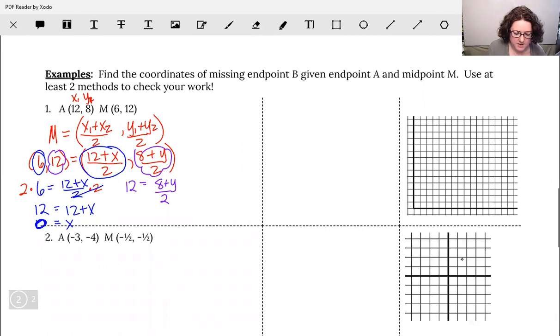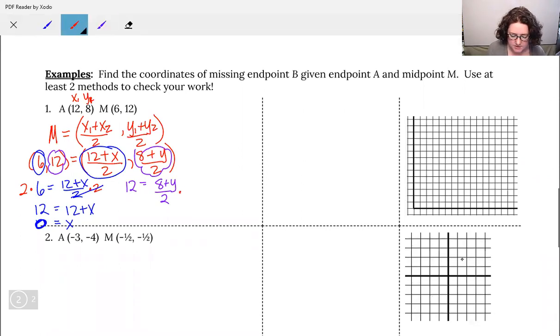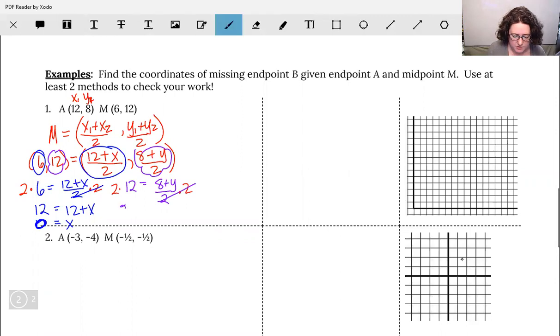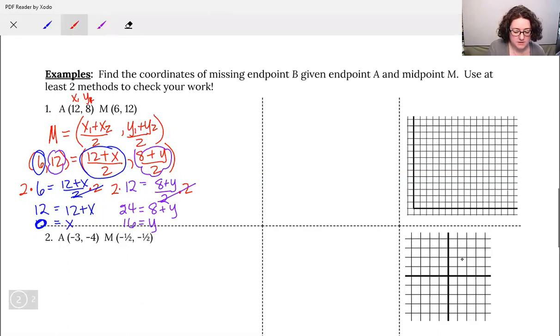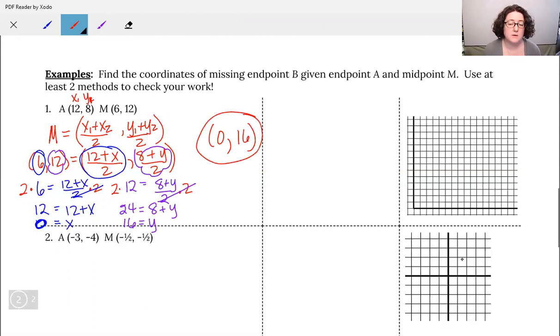Okay, I'm going to multiply both sides by 2 to clear my fraction. So then simplify that out. We've got 24 equals 8 plus y. And then I'm going to subtract 8 from both sides. 24 minus 8 is going to give us 16. So our final answer on this: our x coordinate came out as 0, and our y coordinate came out as 16. And that is our midpoint.